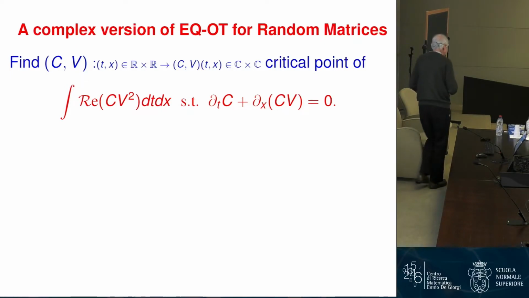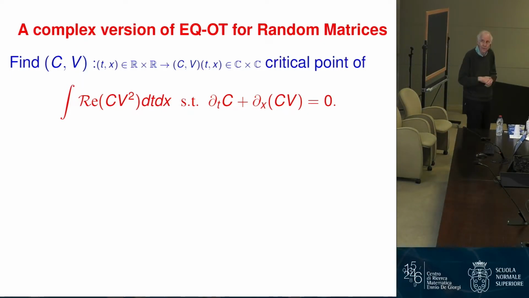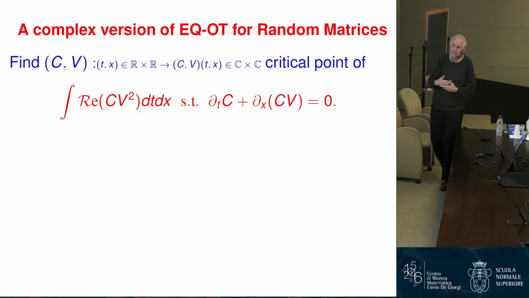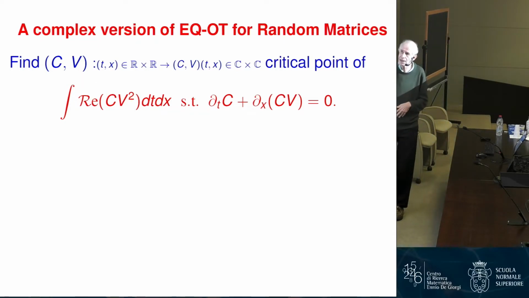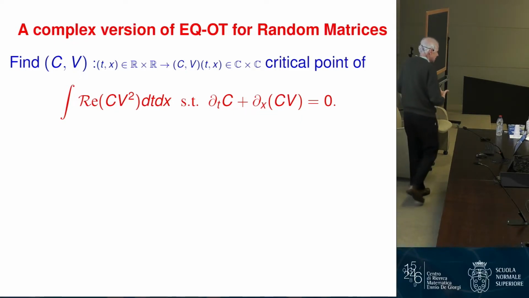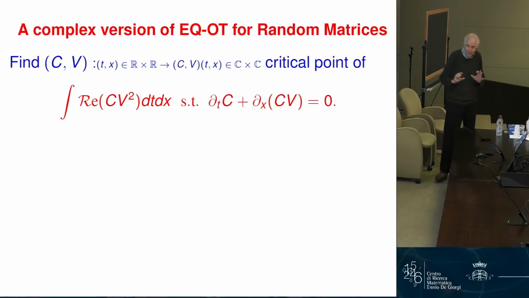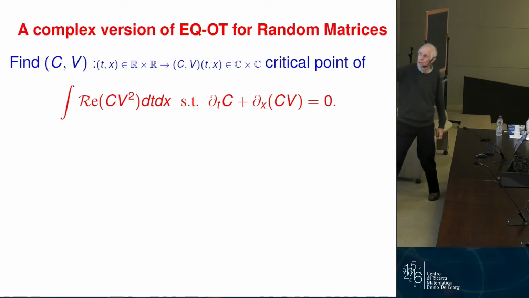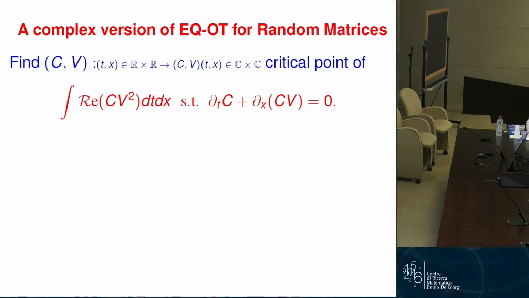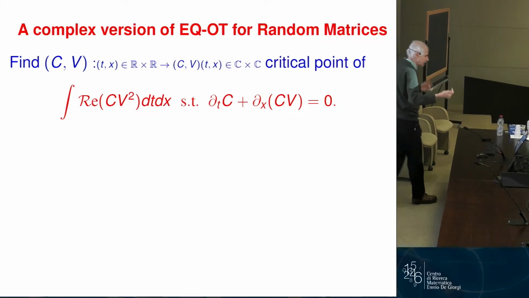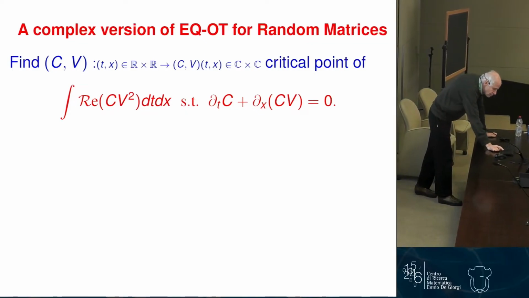So we have the density field C, which is complex valued, and the velocity field V, which is complex valued, and we are talking about the real part of C V square. So this is complex square. It's not the length of V squared. It's really the square. And the continuity equation is the same. So this is complex, and CV is a complex product. So it is quite easy.